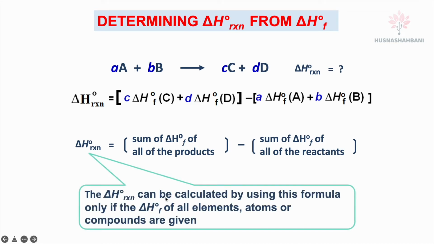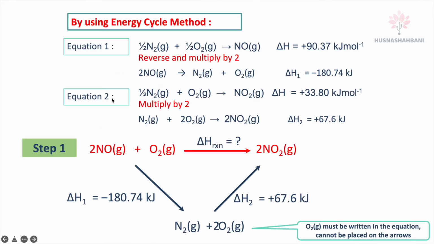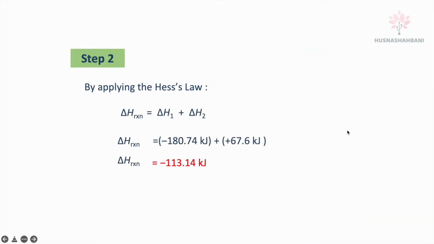The enthalpy change reaction can be calculated by using this formula if the delta H formation of all elements or atoms are given. You can only use this formula if you have the information for all delta H formation of products and all delta H formation of reactants. Then you can use this formula. If not, you have to use the algebraic method or this energy cycle method.